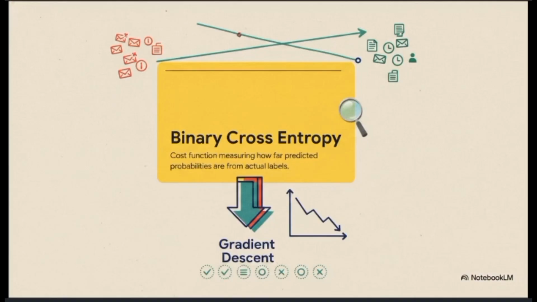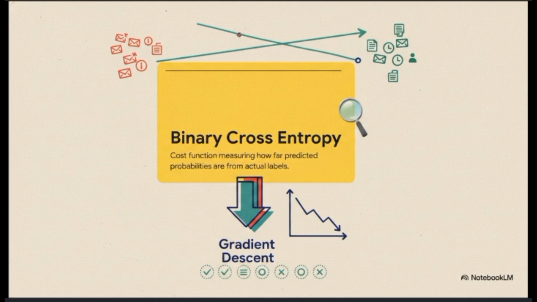But wait, how does the machine actually learn to draw that line in the perfect spot? Well, it uses a scorecard. Specifically, something called binary cross-entropy loss. If the model is super confident an email is spam, but it was actually a vital message from your boss, ouch. This scorecard heavily penalizes the model for that.